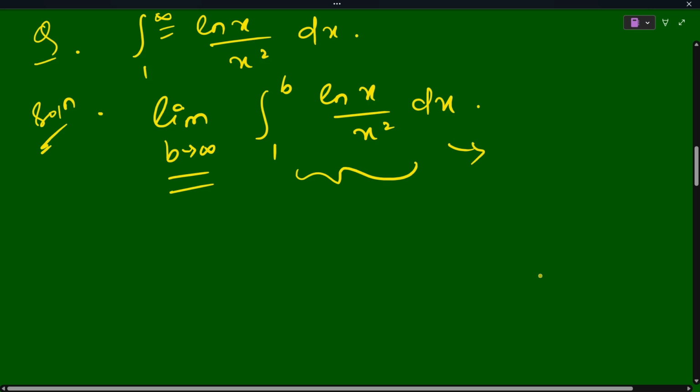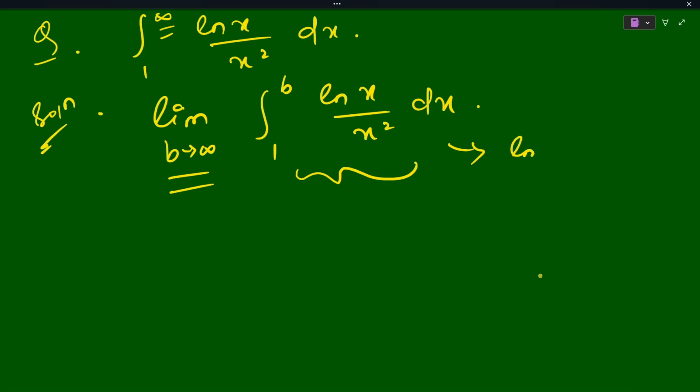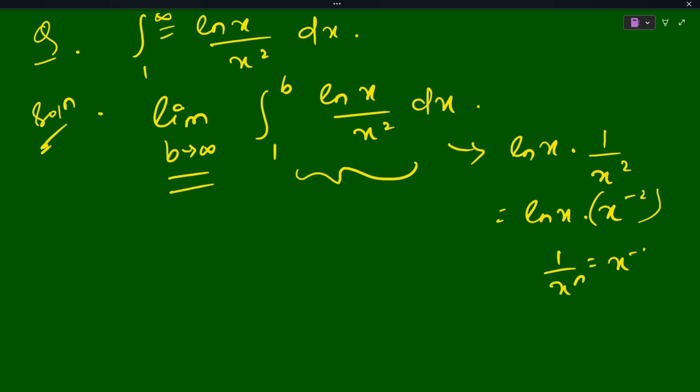See, in this integral there are two functions. One function is the ln x function, another one is the 1 by x squared function. The 1 by x squared function, I can take to the numerator part, then it would be x to the power minus 2, right? Because we know the formula, whenever the x is in the denominator part, if it goes to the numerator part, then it will have the negative sign. So this is the formula.